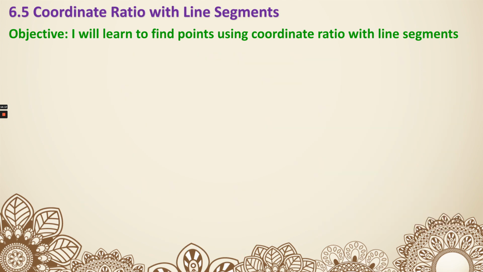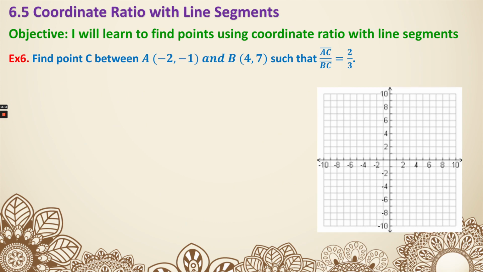Moving on, example 6. A is -2, 1, -2, -1, and B is 4, 7.